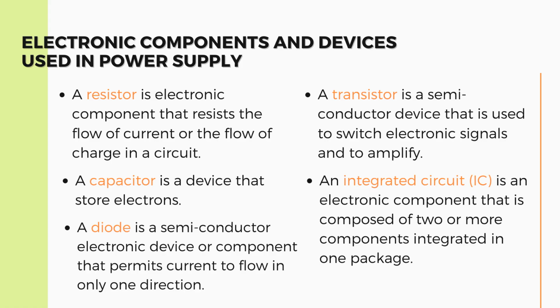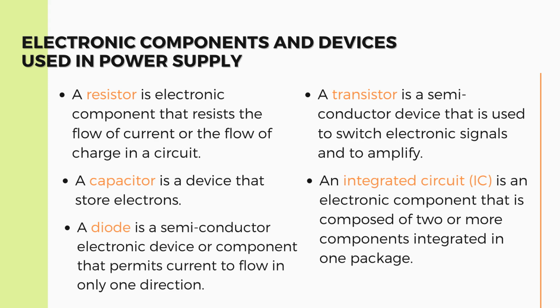Electronic components and devices used in power supply. 1. A resistor is an electronic component that resists the flow of current or the flow of charge in a circuit. 2. A capacitor is a device that stores electrons. 3. A diode is a semiconductor electronic device or component that permits current to flow in only one direction. 4. A transistor is a semiconductor device that is used to switch electronic signals and to amplify.